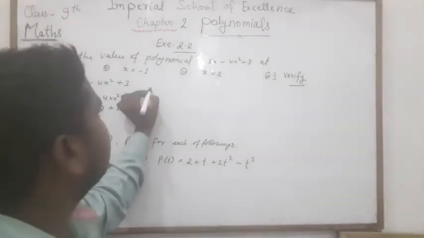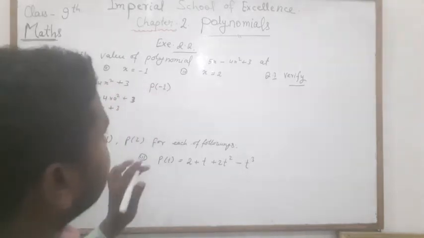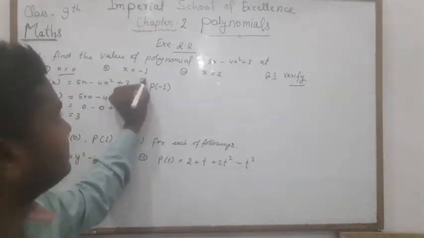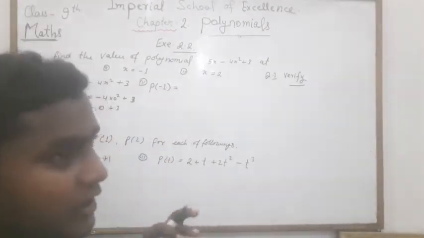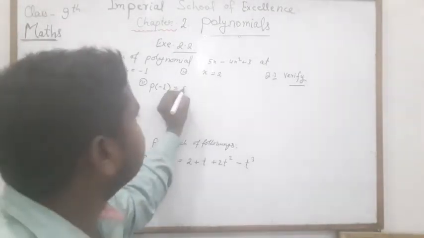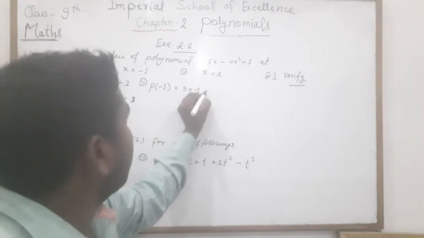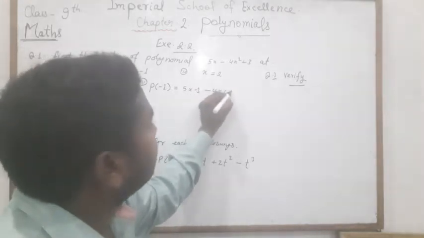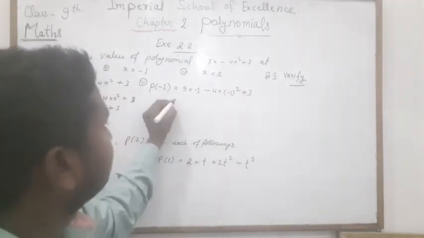So let's come to the value of the polynomial at x equal to 1. This is the second question. Okay, so let's see how we will do it. So put the value, put x equal to 1. So this is 5 into x equal to minus 1. Okay, minus 4 into minus 1 to the square and plus 3. Okay, so what happened?